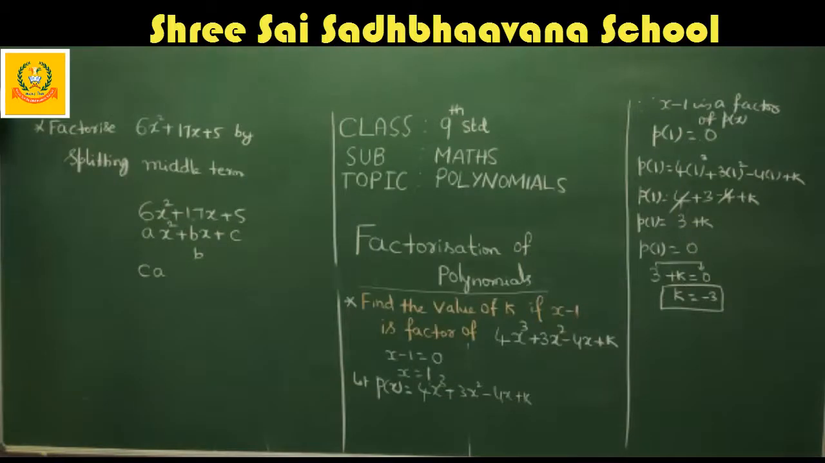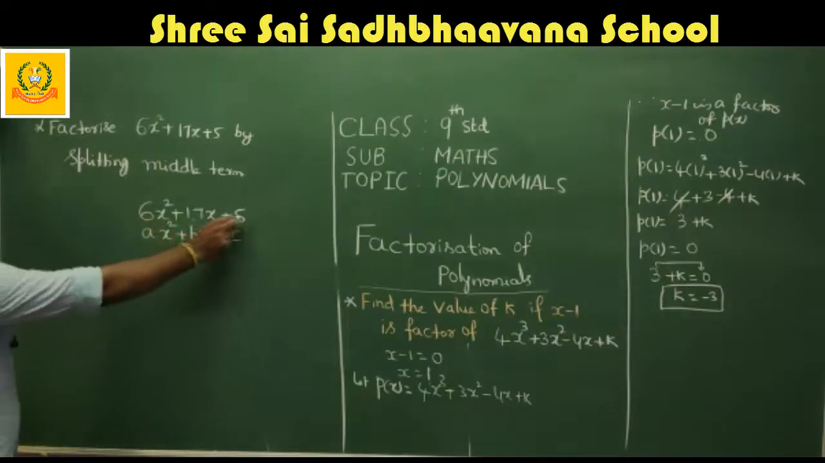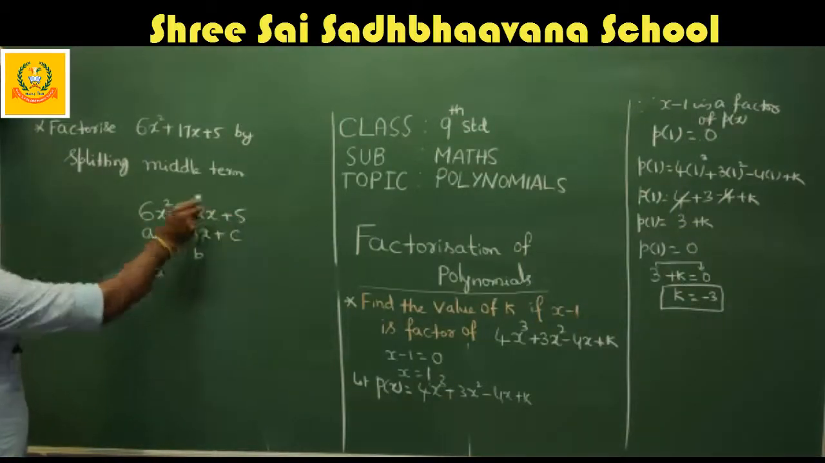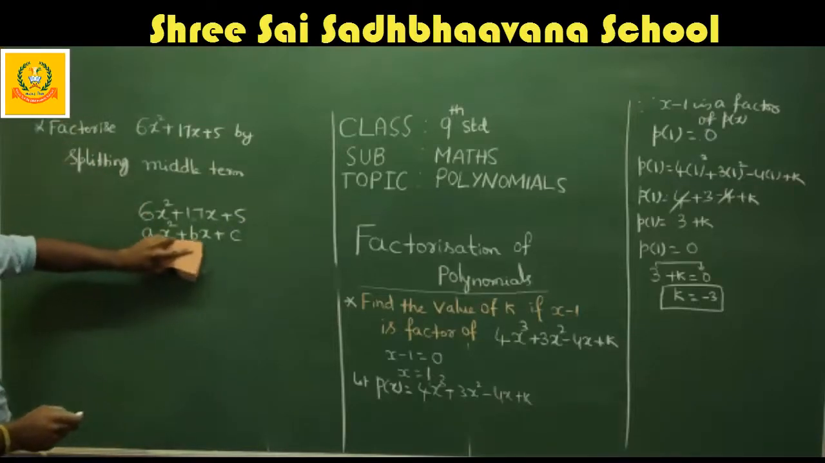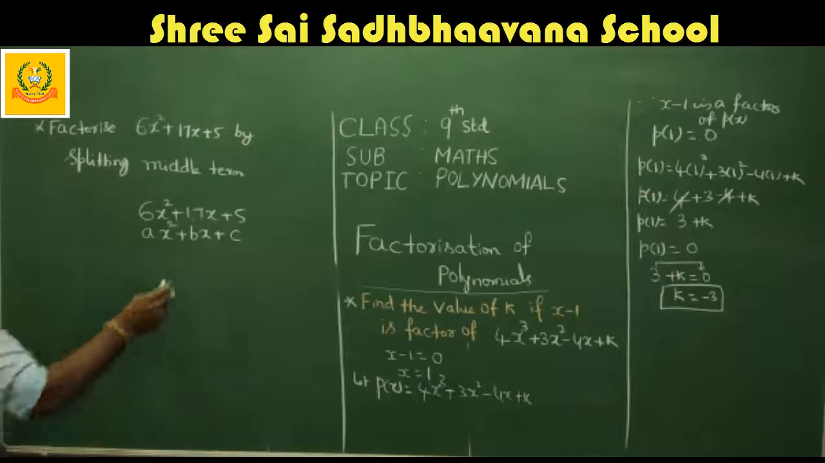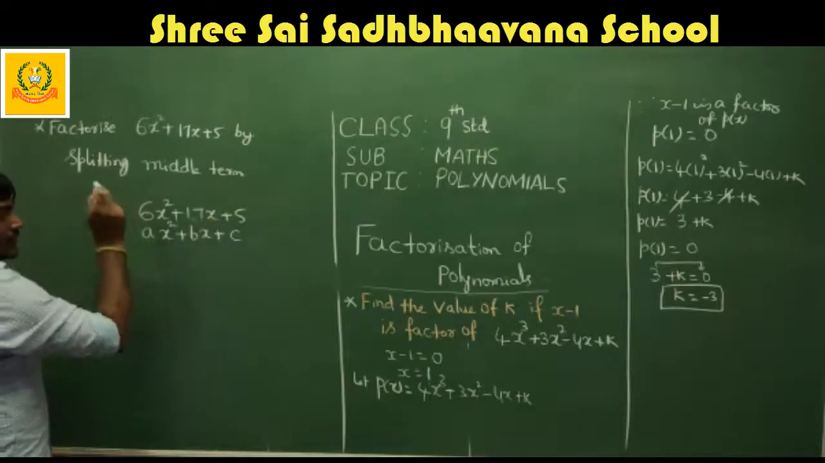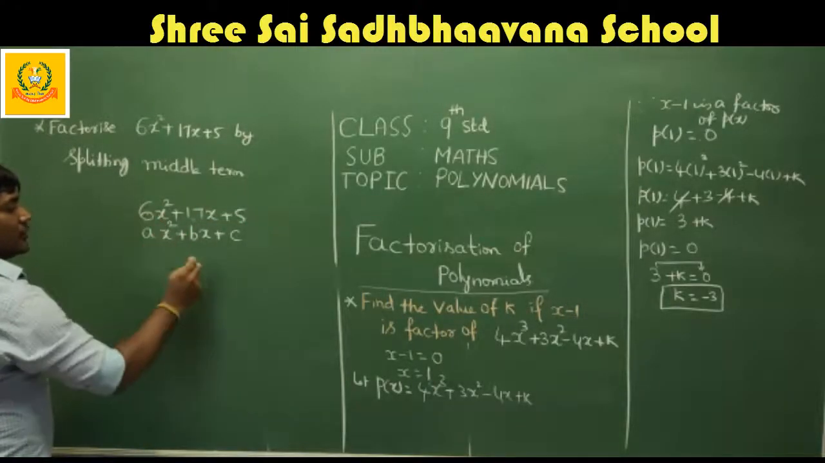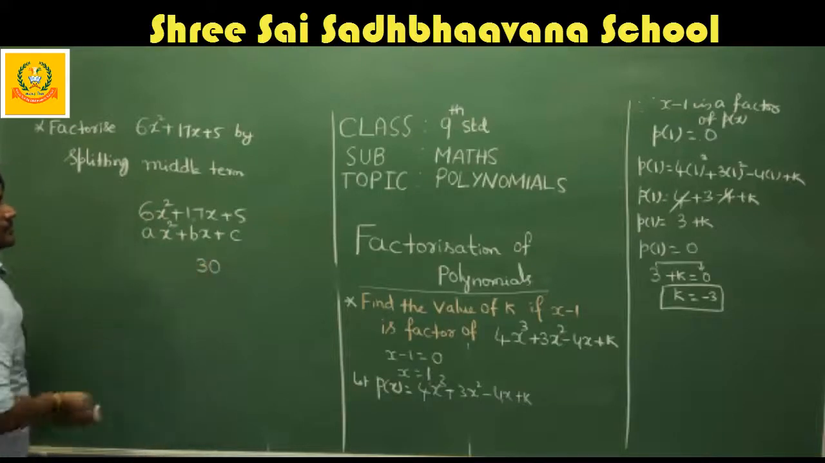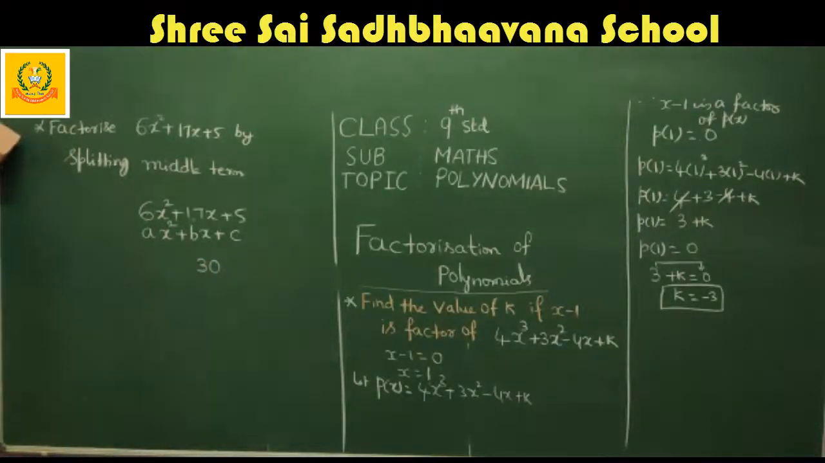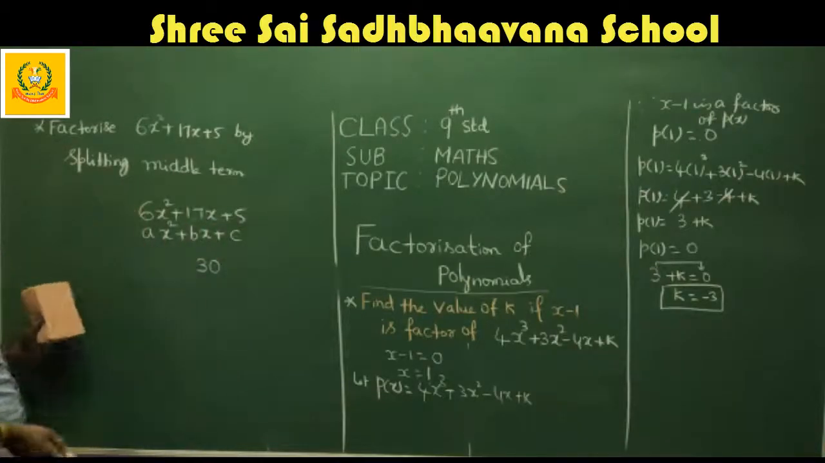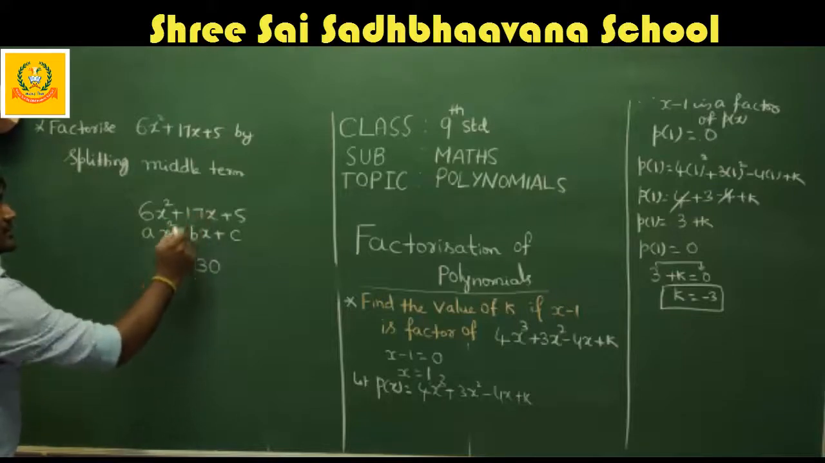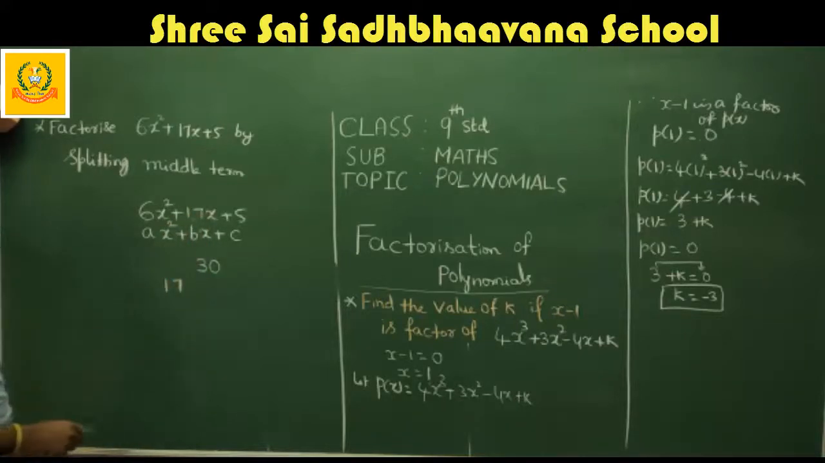For example, what is the last term here? Constant 5. What is the x square coefficient? 6. Multiply the last term with the first term of the polynomial. What do you get? 30. So when you multiply the constant with the x square coefficient, you get 30. What is the middle term, which is the x coefficient?